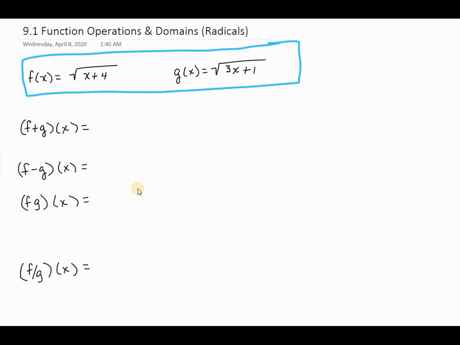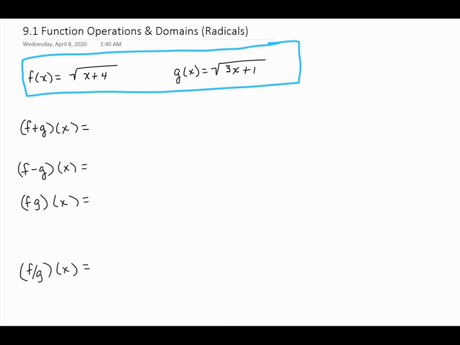Okay, in our previous video, we looked at function operations with polynomials, and in this video, we're going to be looking at function operations with radicals. So you can see up here at the top, I have f of x and g of x, and they're both radicals. And what we're going to be doing is looking at their sum, difference, product, and quotient.